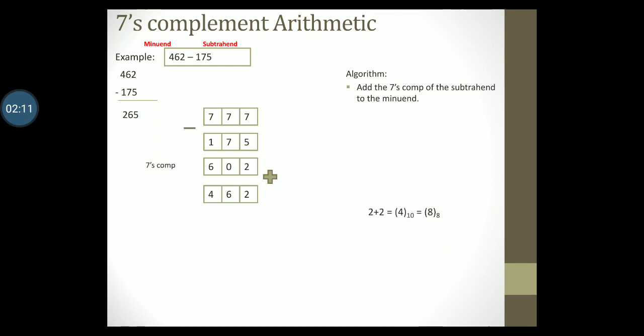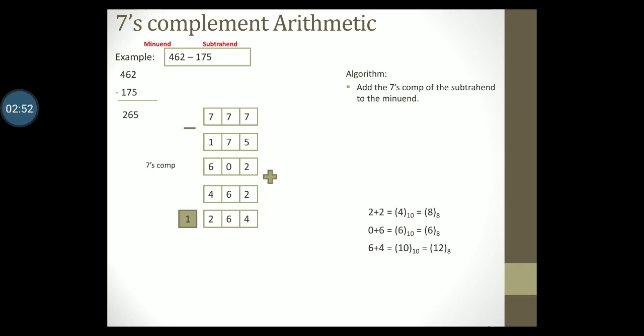So 2 plus 2 is equal to 4 in decimal, which is valid in octal as well. Next, we have 0 plus 6, which is equal to 6, which is valid in octal as well. So we get the answer as 6. Now we have 6 plus 4, which is equal to 10 in decimal, but this converts to 12 in octal. So we get 2 with a carry of 1. Now we get the sum as 1264, where the MSD 1 is the carry out from addition.